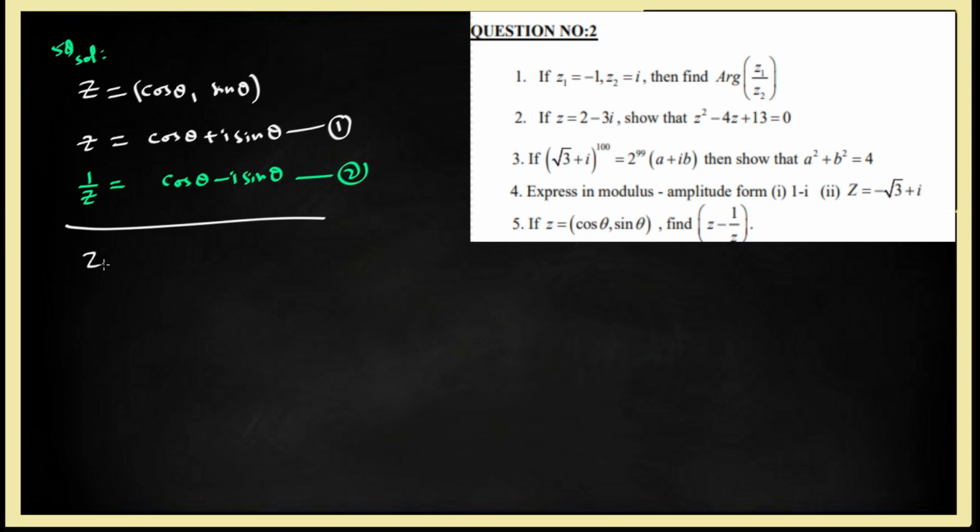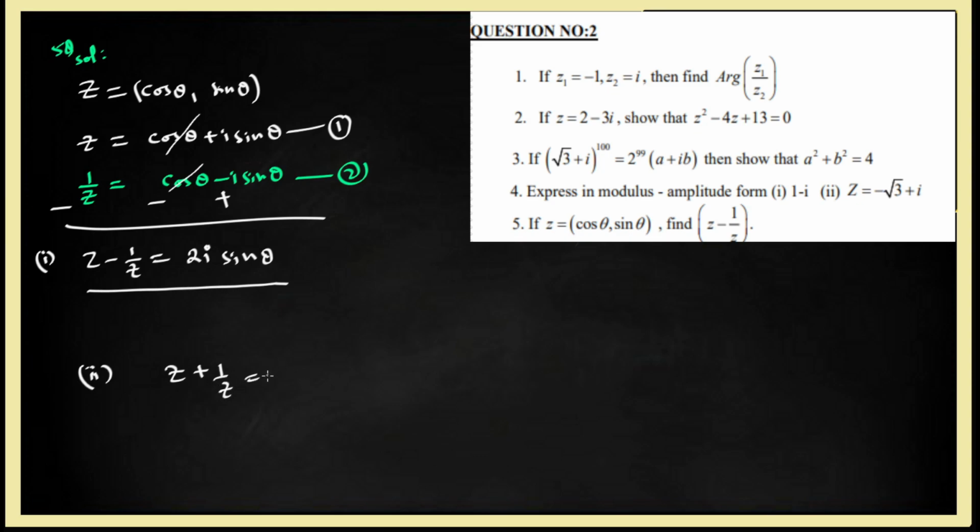Now subtracting equation 1 and 2, z minus 1 by z. If you subtract, the sign will change. Now cos theta plus and minus get cancelled, i plus i, 2i sin theta. Okay, z minus 1 by z is 2i sin theta. Similarly, what about z plus 1 by z? If you add, the sin plus and minus get cancelled, 1 cos plus 1 cos, you will get 2 cos theta. So z minus 1 by z is 2i sin theta, and z plus 1 by z is 2 cos theta.